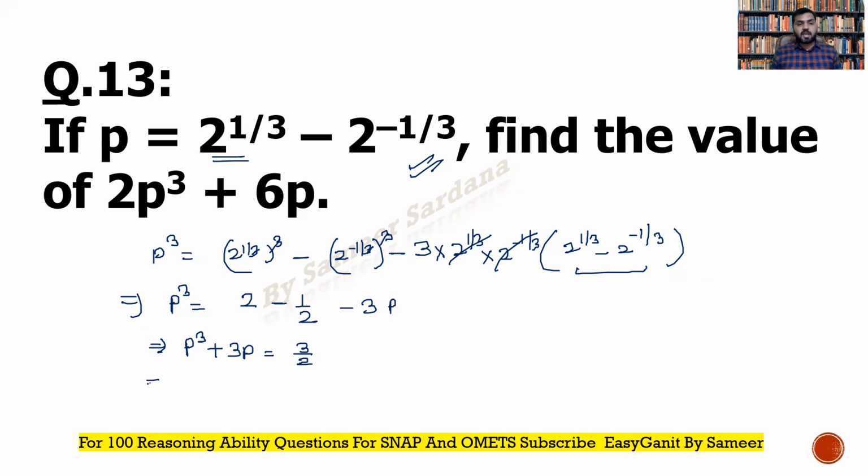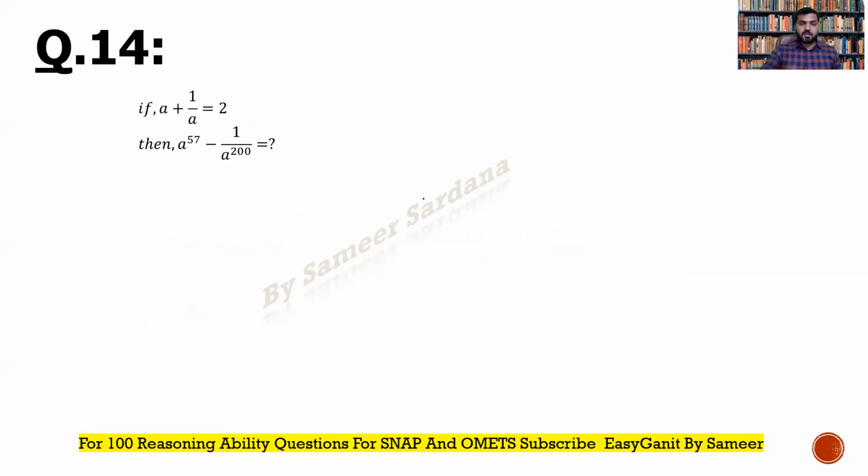What we are supposed to find out is 2P cube plus 6 times P, and that is equal to 3. And this is the answer to the question, right? So this expression is equal to 3, everybody. That was question number 13, everyone.